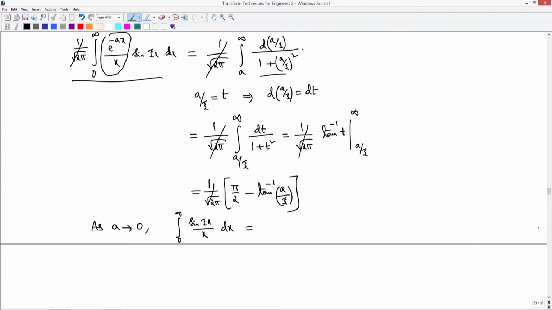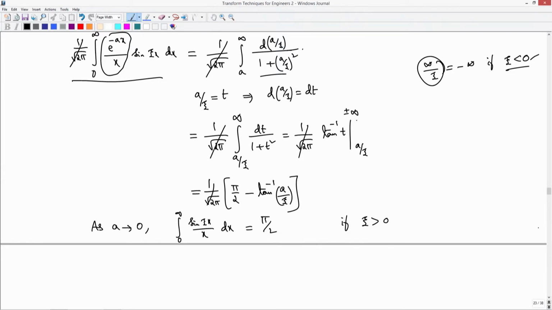If xi is negative, a by xi is a negative quantity, and infinity by xi, which is negative, is infinity by minus xi. Xi is a negative quantity, so this is actually minus infinity if xi is negative. So, that is where you have to see the difference. If xi is positive, what you get is pi by 2, and as a goes to 0, this is tan inverse 0. So, this is going to be both plus or minus infinity.